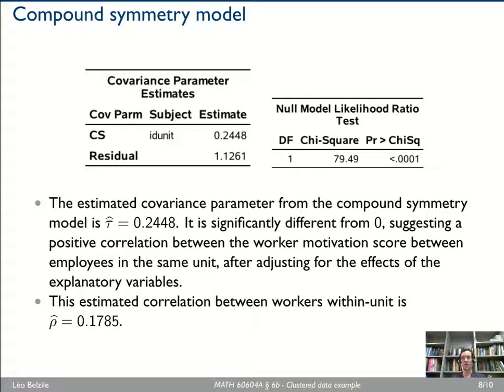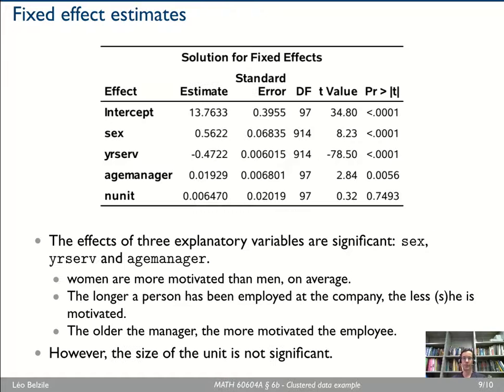And if you actually compare this compound symmetry model that has within group correlation to the independent homoscedastic model, well, there's overwhelming evidence, based on the likelihood ratio statistic, that there is some correlation, and that the compound symmetry is a much better model. So the independence model is not an adequate simplification. 79 is much bigger than 3.84. We have the effect of the explanatory variable.